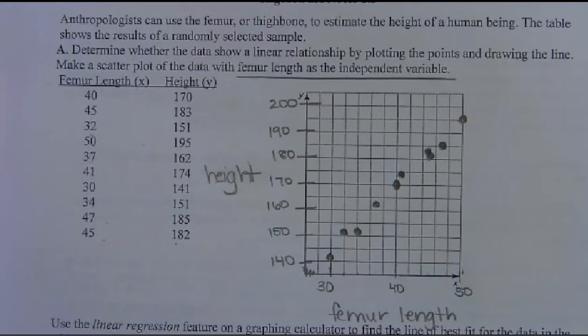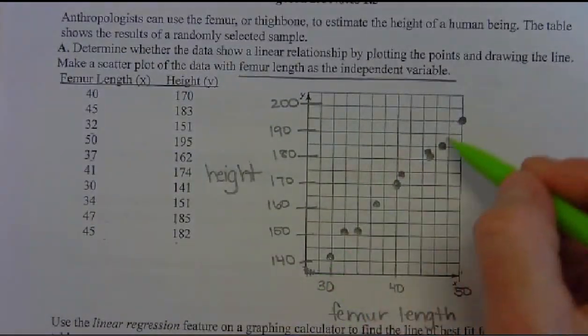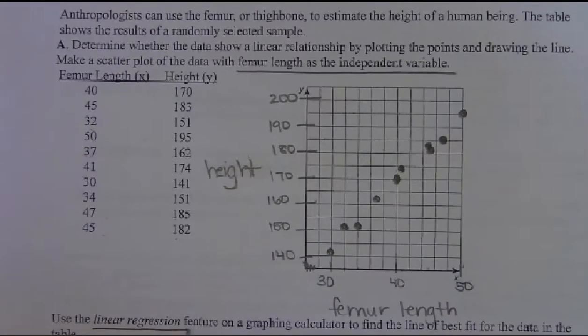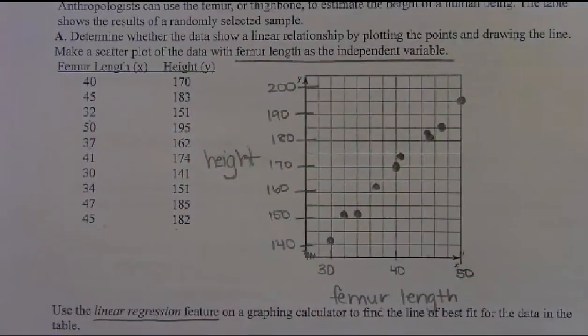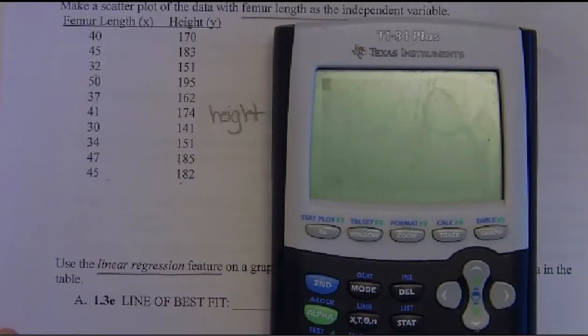Okay, so from our plot, we can see that it forms a nice, beautiful line. And this line is going to have a positive slope, which means my R value will also be positive. So there's this linear regression feature on our graphing calculator that will help us get the line. So here's how you use your linear regression feature.